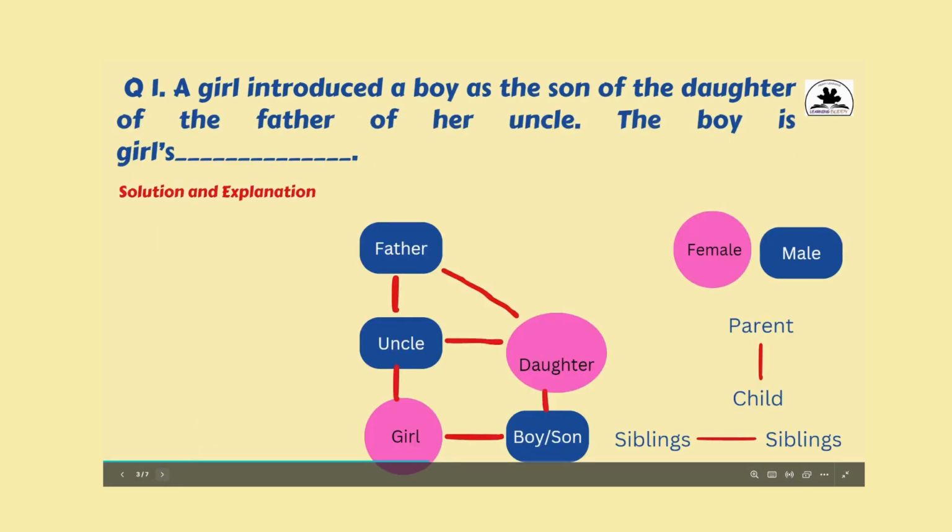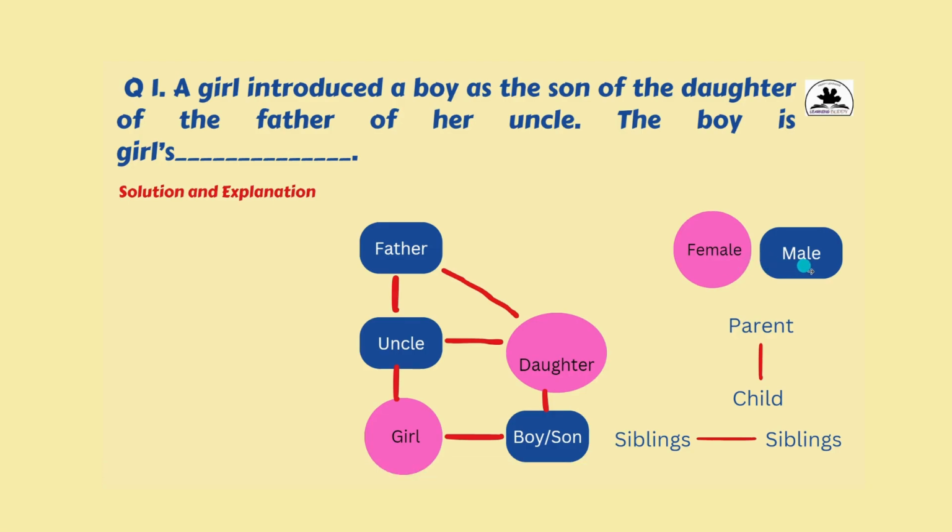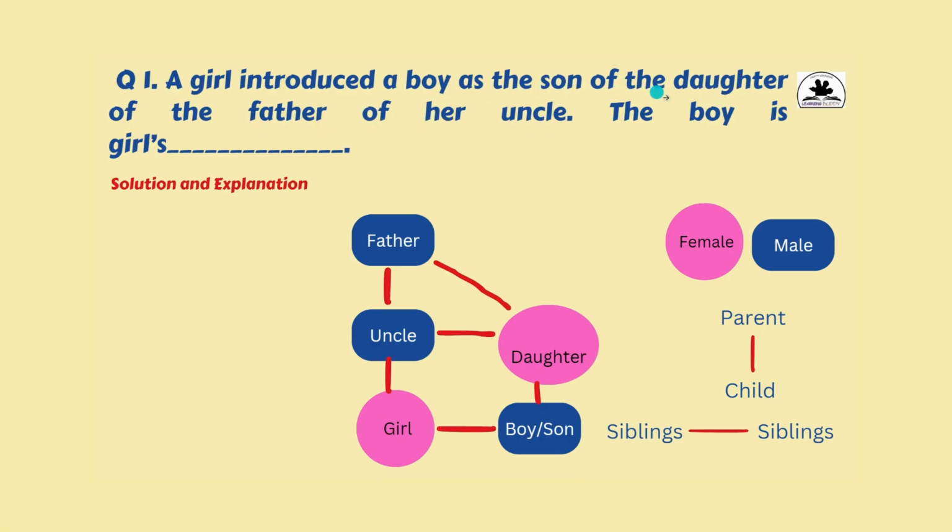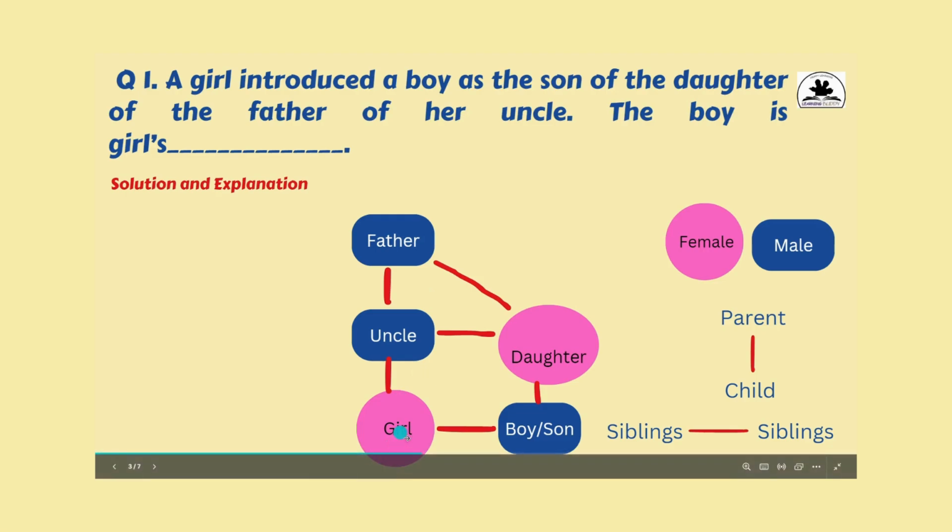Now while solving these types of questions, two important points have to be noted down. The first one is generation gap and the gender. As you can see, here we have represented female in a circle shape and male in a rectangular shape. The other important thing is always start with backward sequencing. In this question, overall there are 5 people: the uncle, uncle's father, father's daughter, the daughter's son, and the girl who is the narrator.